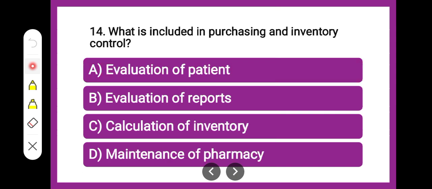Next question is question 14. What is included in purchasing and inventory control? Whether it is evaluation of patient, evaluation of reports, calculation of inventory, or maintenance of pharmacy. Which amongst the given is correct for purchasing and inventory control? You can put your answer in the comment box and then later you can verify the answer.